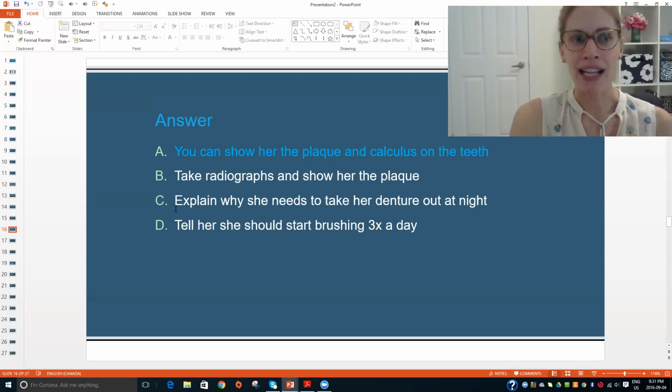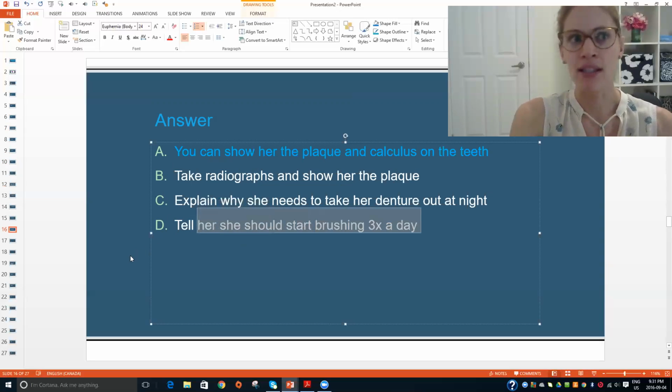C is not the right answer because remember, in the case study, she takes her denture out every night. So why would you tell her she needs to do that when she's doing it? Think about that.